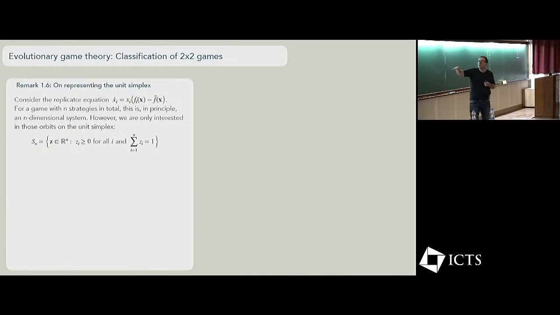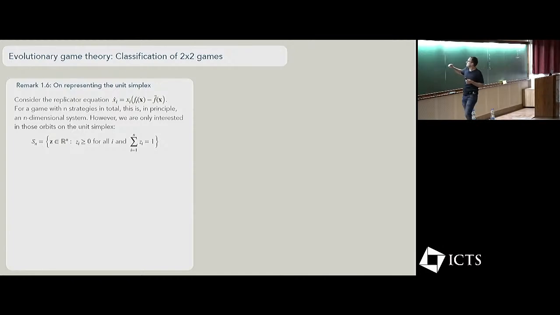Another thing that will be important soon is how do we actually represent the state space here? As I told you before, you could interpret replicator dynamics on the space of Rn, but that wouldn't make a lot of sense. You should look at the space of probability distributions.